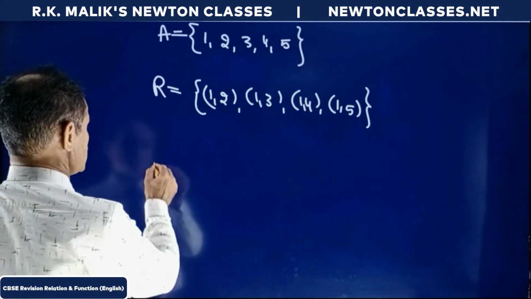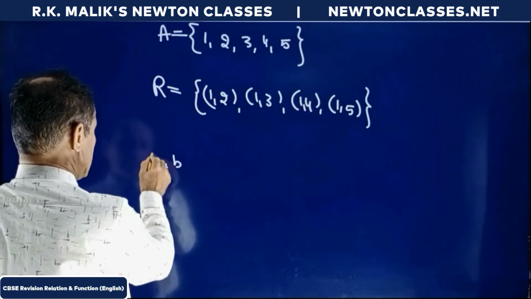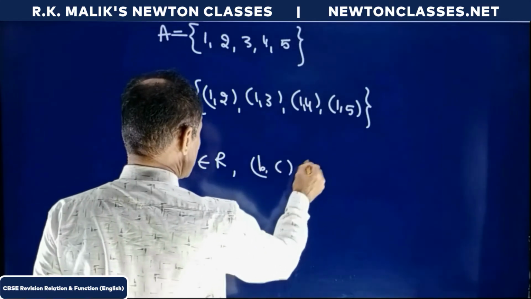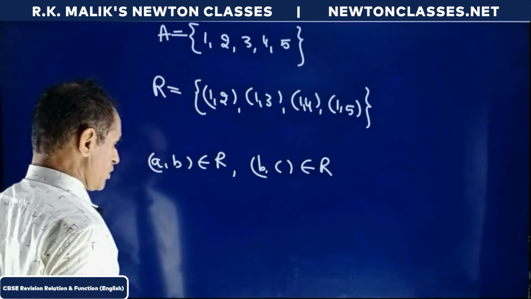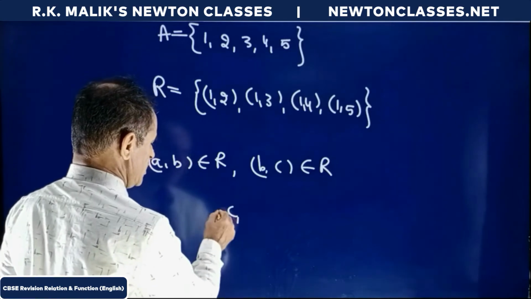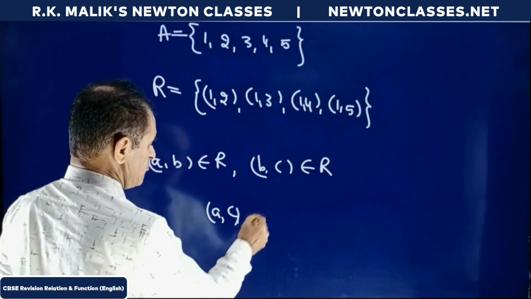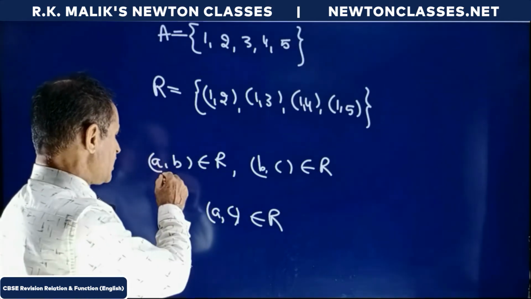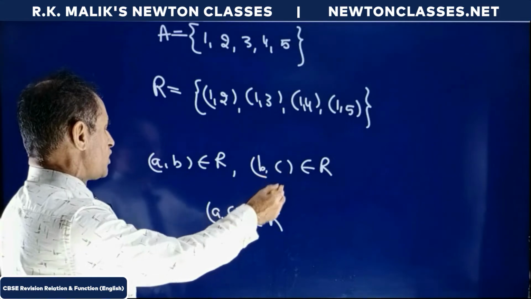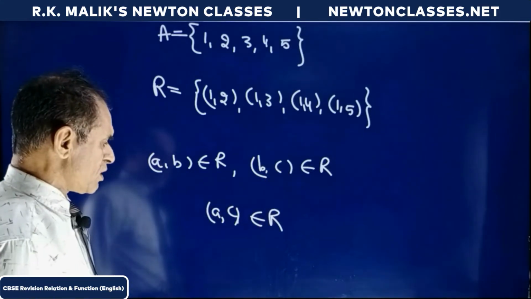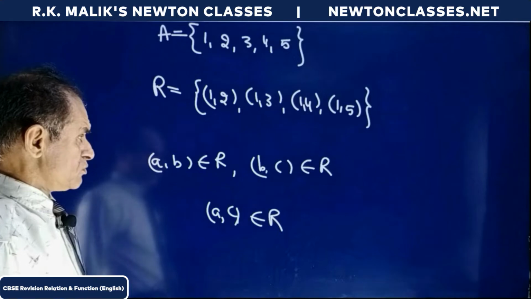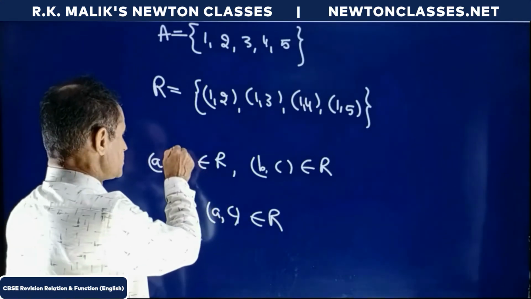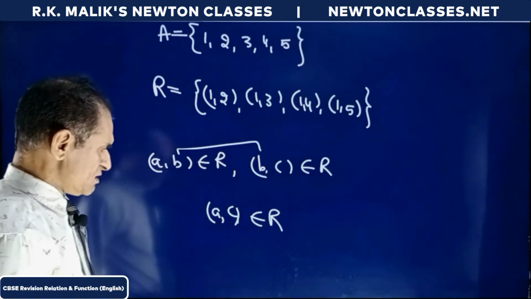satisfied. And the condition is, suppose (a, b) belongs to R and (b, c) also belongs to R. Then (a, c) must belong to R. I mean, whenever (a, b) and (b, c) are belonging to R, then (a, c) must belong to R. This should always be true for every two ordered pairs whenever this element and this element are the same.